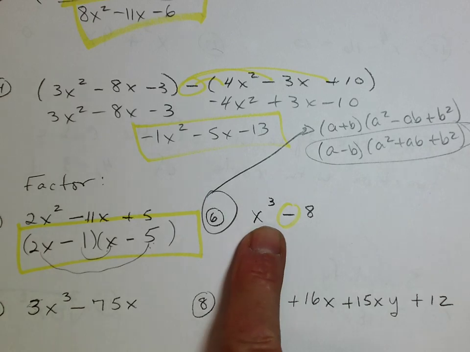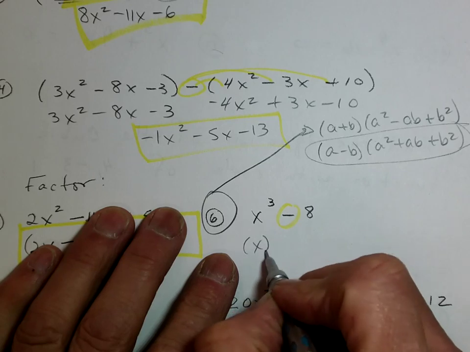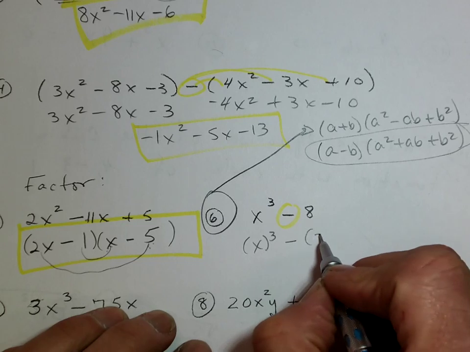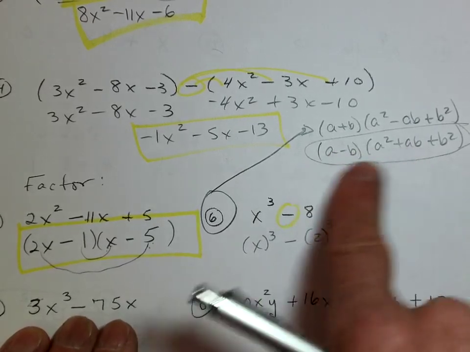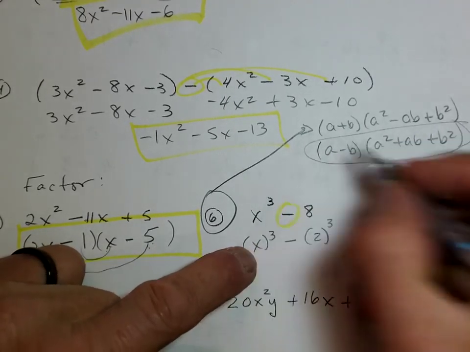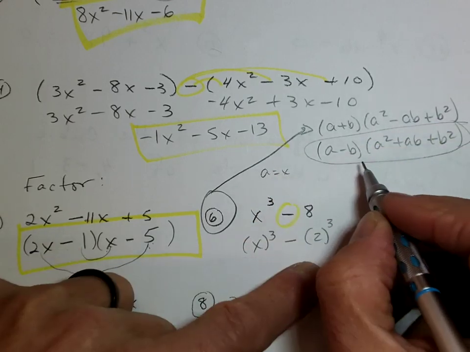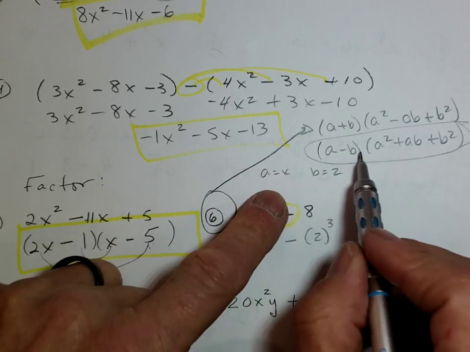Okay, so what I've got to do is make cubes. So I'm going to rewrite this as x cubed, x times x times x, and a 2 cubed, because 2 times 2 times 2. So it's not that hard now, because I'm just going to replace a's and b's with x's and 2's. In my formula, I'm going to replace a's and b's with x's and 2's. So a is going to be my x, and my b is going to be my 2, and I'm just going to plug those values into a and b.